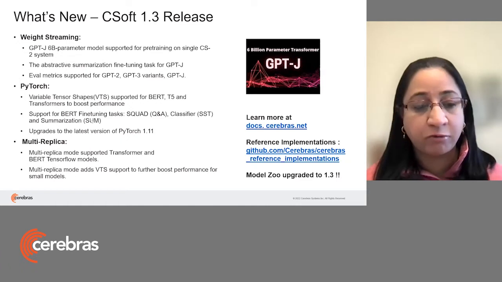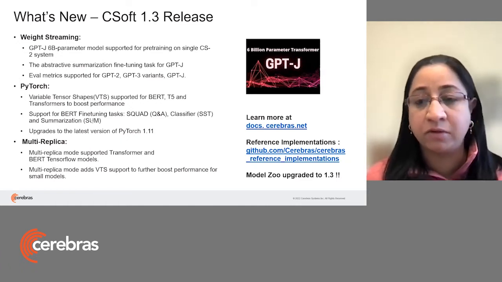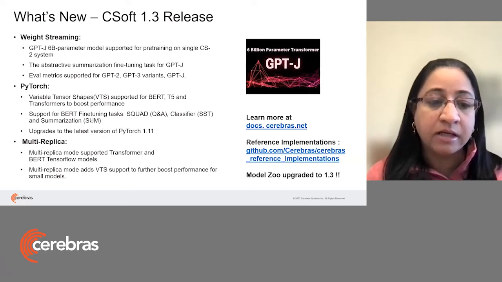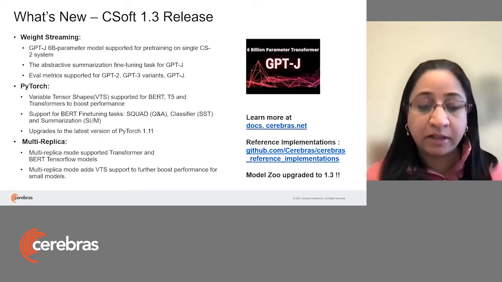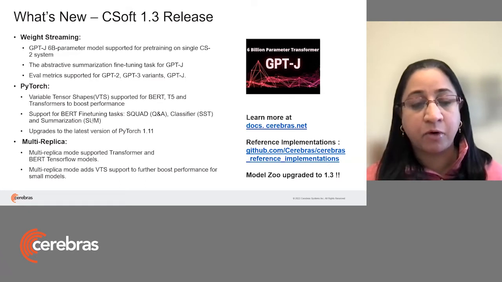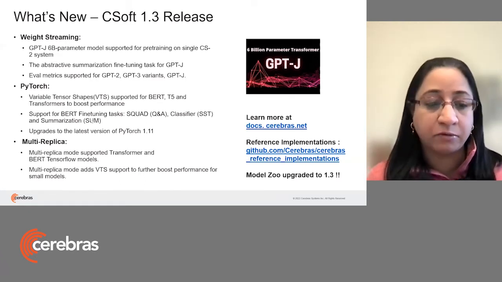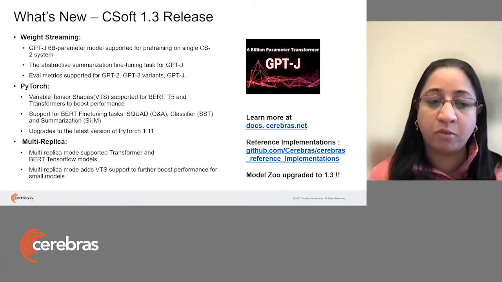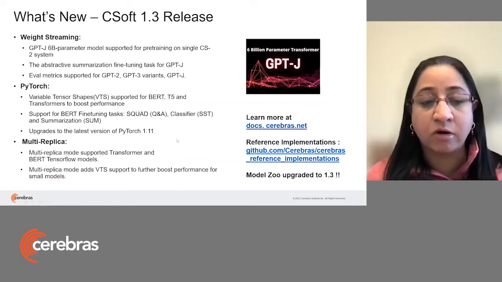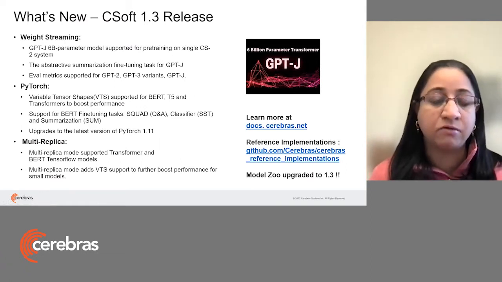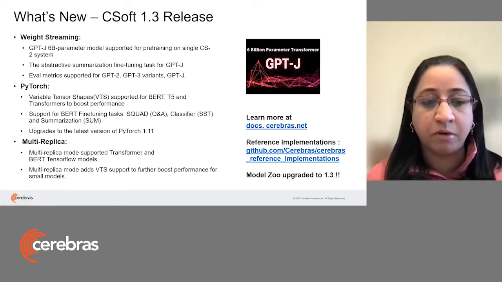The next 1.4 release brings the same capability with PyTorch as well. So you're not very far off if you're waiting on PyTorch. Further to just doing the multi-replica, the multi-replica mode also supports variable tensor shapes to bring in that additional performance boost for these small models. So the focus here is all about maximizing the performance for small to medium models at this stage.